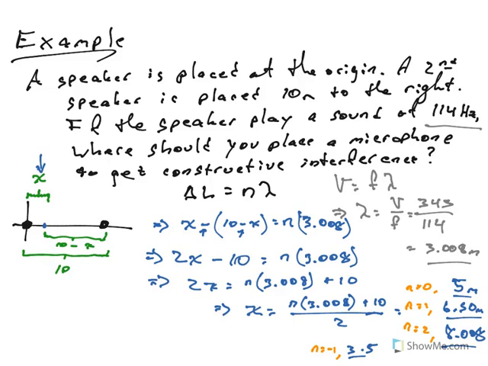Now, in general, what you would want to do given a question like this, you would give every value that's between 0 and 10. So for instance, if I try to do n is equal to 3, would I still get an answer? Yeah, I would get 9.5. But then, if I try to do n is equal to 4, 4 times 3.008 plus 10 over 2, now all of a sudden I have 11. Well, 11 is to the right of this speaker, and I just want to know in between the speakers.